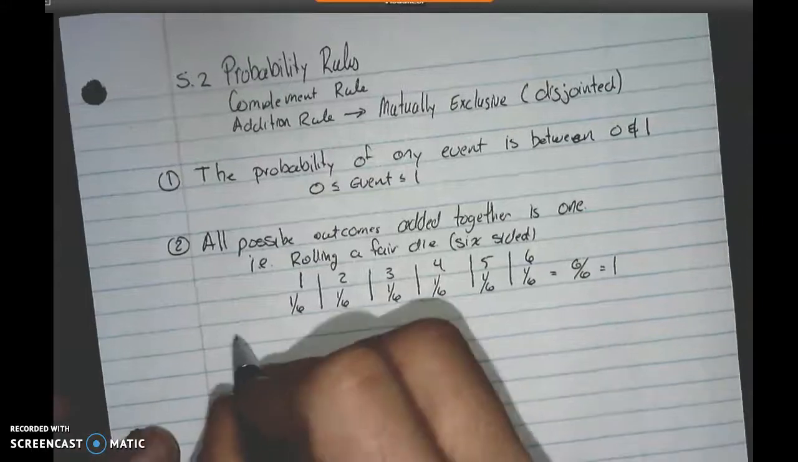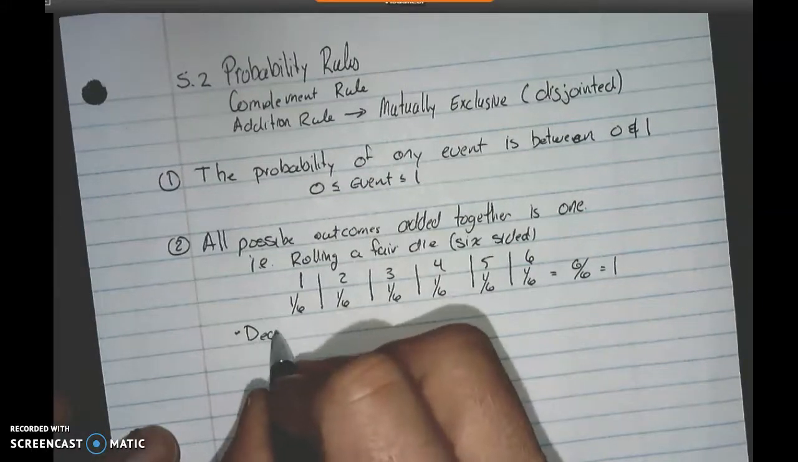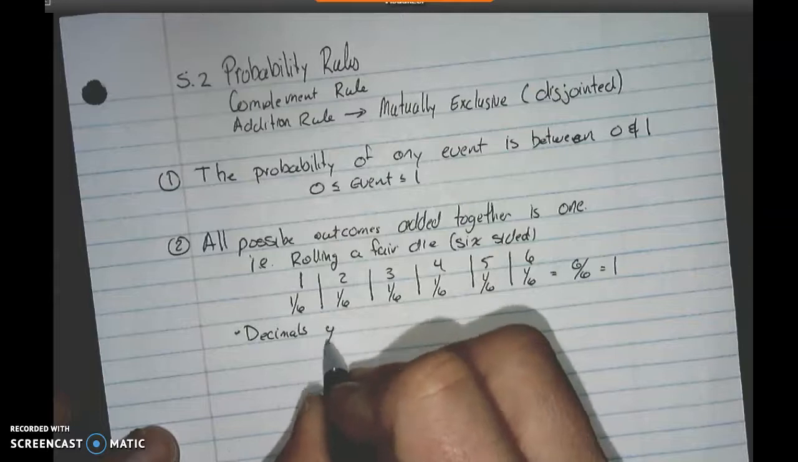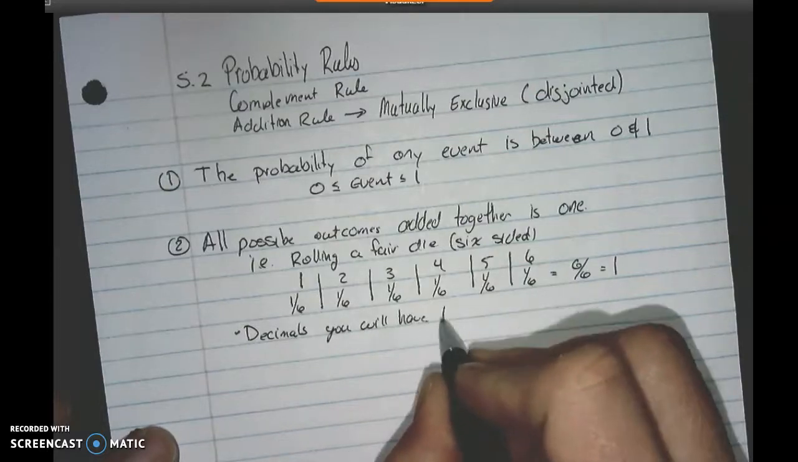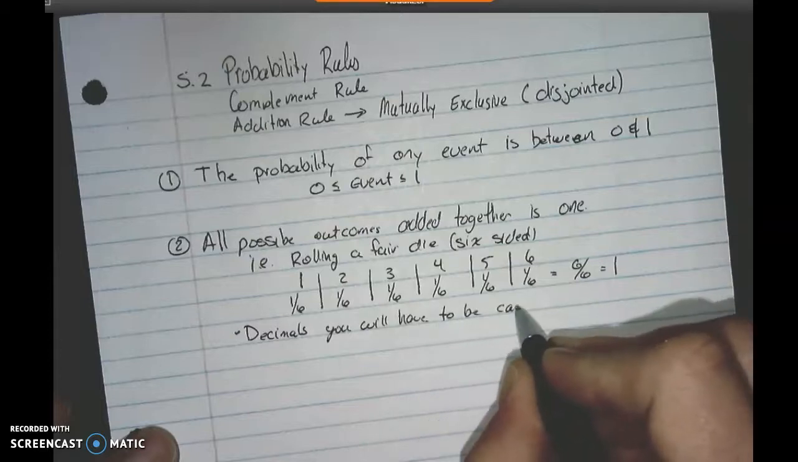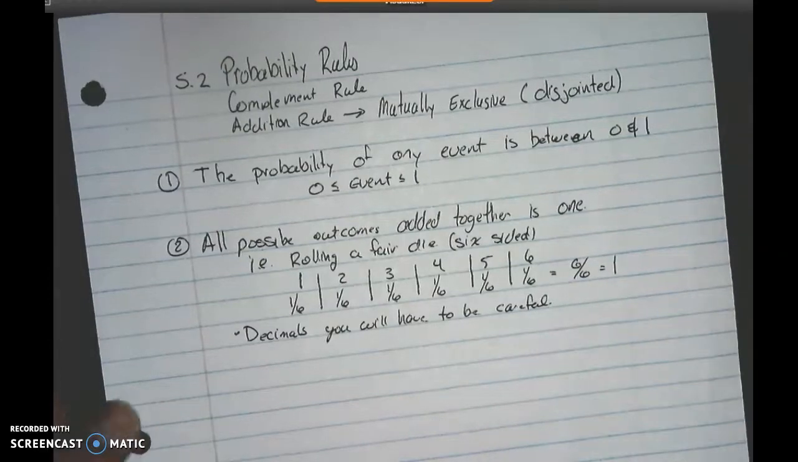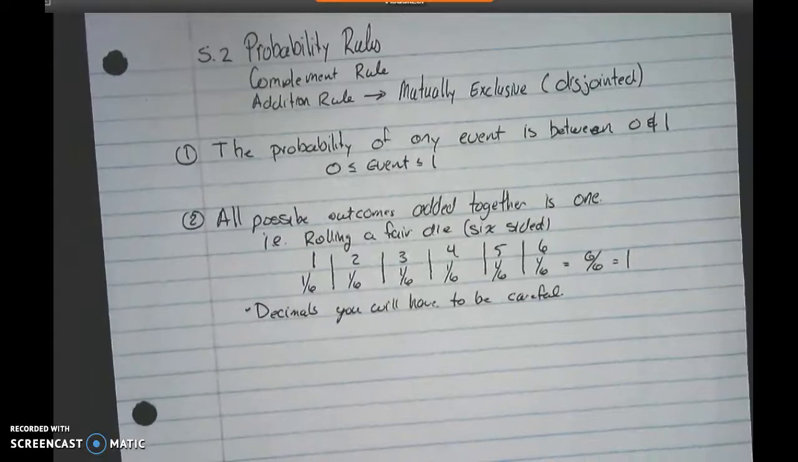Now with decimals, you're going to have to be careful, because obviously you're going to have rounding error. Either you're going to be above 1 or below 1. So you're going to have to account for that error, okay? But you can use decimals. You see it all the time, okay?